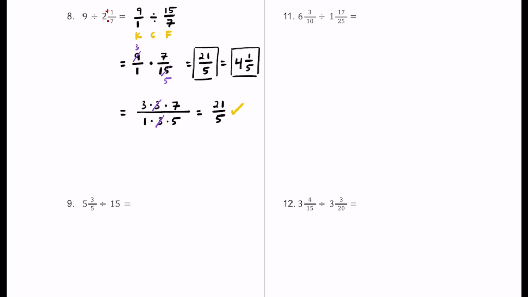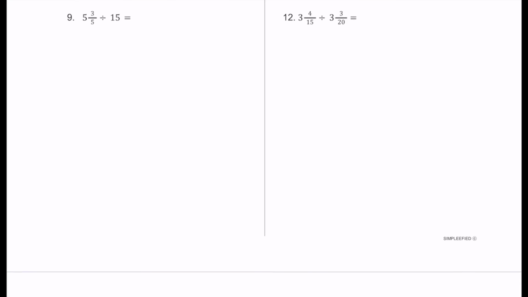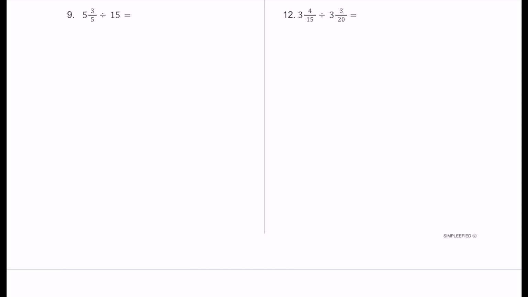All right, moving on to number 9, we have a mixed number divided by a whole number. And so we want to rewrite this using just numerators and denominators, so proper and improper fractions are fine. So 5 times 5 is 25. 25 plus 3 is going to be 28. So I'm going to write 28 over 5 divided by 15, but 15 as a fraction is 15 over 1. All right, at this point we have a division problem that we can keep, change, and flip.